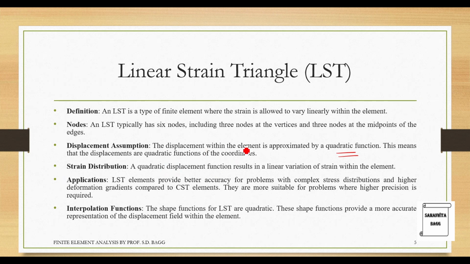So when you talk about this equation of displacement, this u will be alpha 1 plus alpha 2x plus alpha 3y plus alpha 4x square plus alpha 5xy plus alpha 6y square. This is the equation that you assume, because here we are talking about x and y directions. Similarly, you can have the equation for v. So this will be alpha 7 plus alpha 8x plus alpha 9y plus alpha 10x square, and so on and so forth. You can form the equation for v as well.